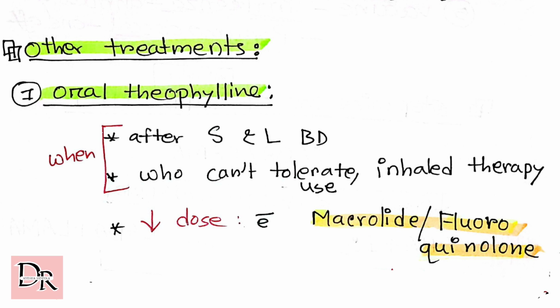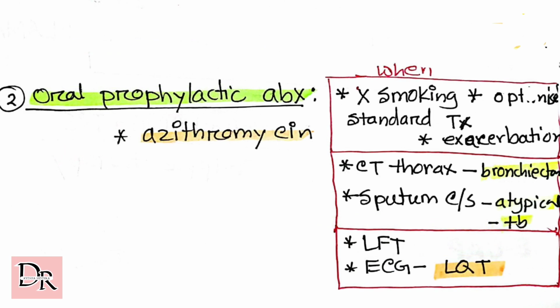So if after giving short-acting and long-acting bronchodilator, it is still not helping, in that case, we'll provide oral theophylline. And who can't tolerate or use inhaled therapy, we can use oral theophylline at that time. But if we introduce macrolide or fluoroquinolone, we need to reduce the dose. Okay, macrolide, fluoroquinolone.